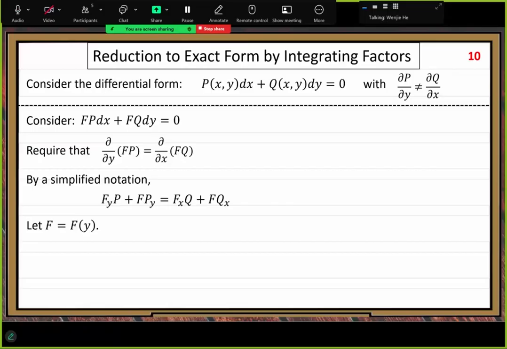F could be a one variable function of x, but it's also possible that f is a one variable function of y, right? So another possibility. If the first possibility fails, we can do testing on the second possibility. Same logic, everything the same, but this time with respect to y.